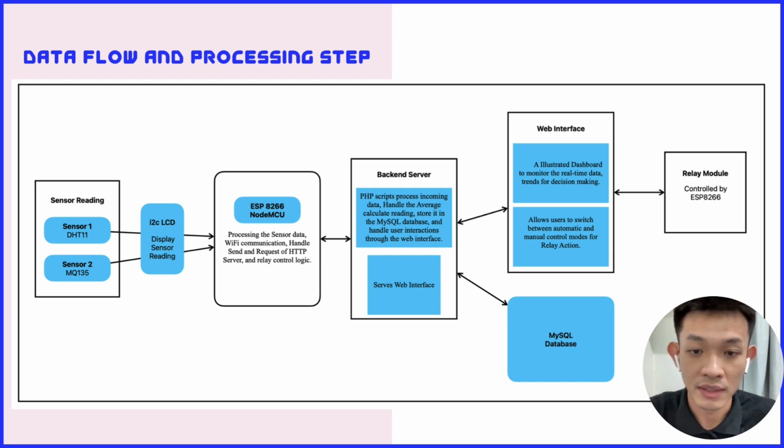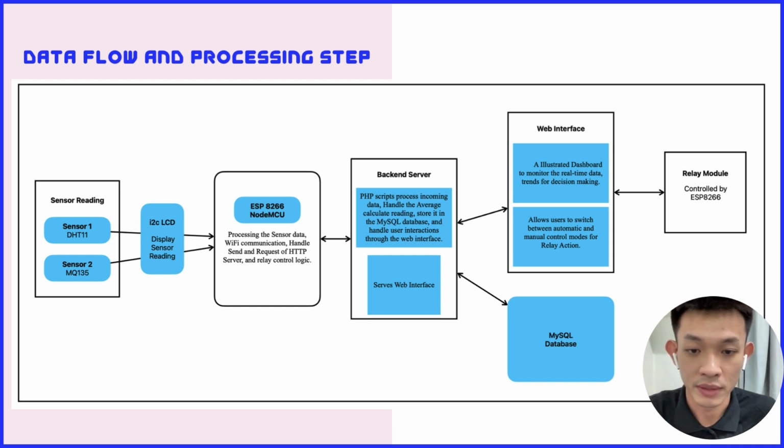The sensor initialization and data collection. Simultaneously, the DHT11 and MQ135 sensors start collecting the data. The DHT sensor measures the temperature and humidity, whilst the MQ135 sensor monitors the CO2 levels. These sensors periodically transmit their readings to the ESP8266.